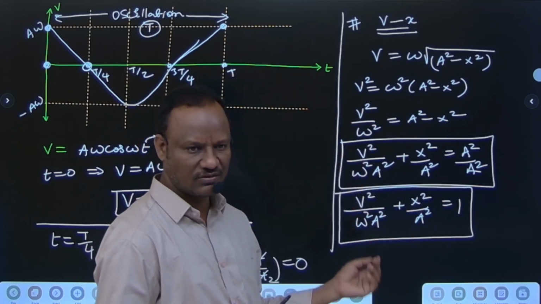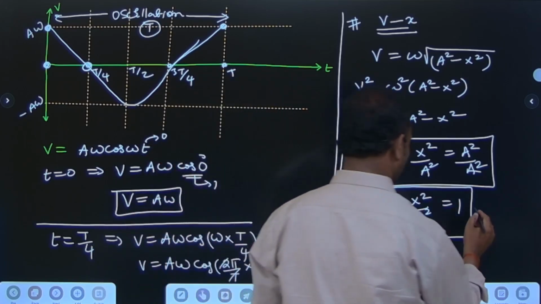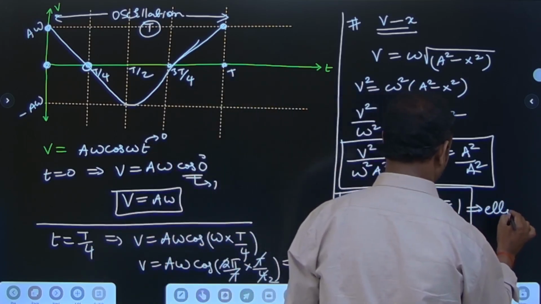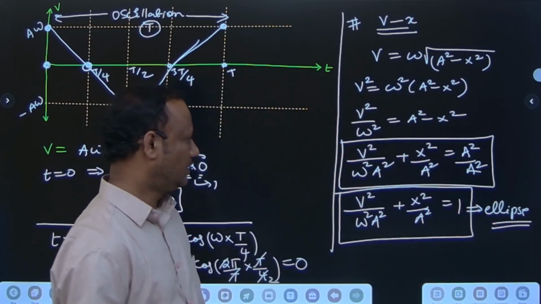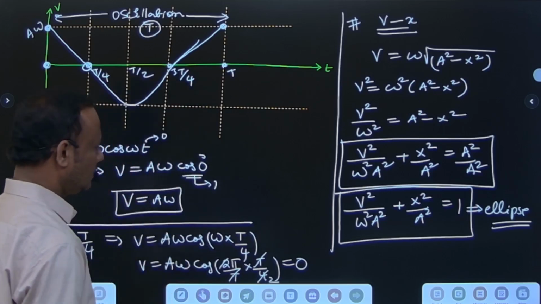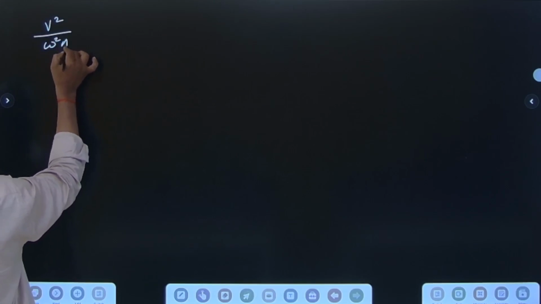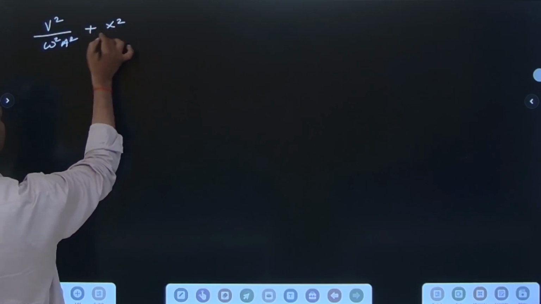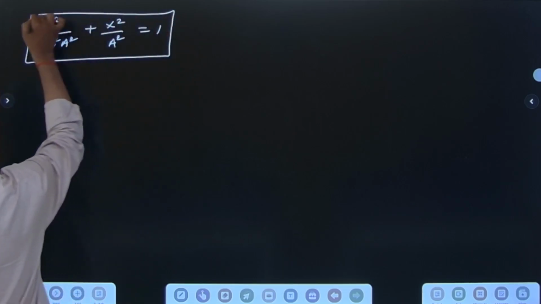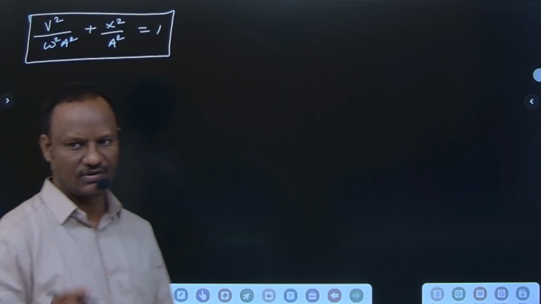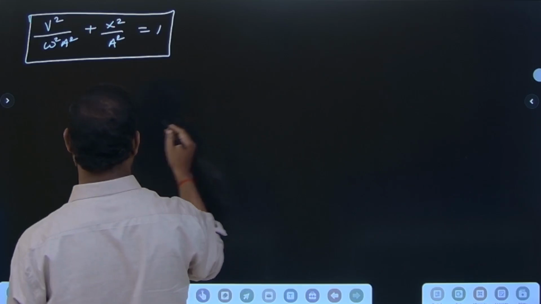This is the general equation for an ellipse. So this is an ellipse. How is this ellipse formed? Now, what do you say from here? The first condition: V square by omega square A square plus x square by A square is equal to 1. This is velocity versus position. Okay, so now I take it as a graph.